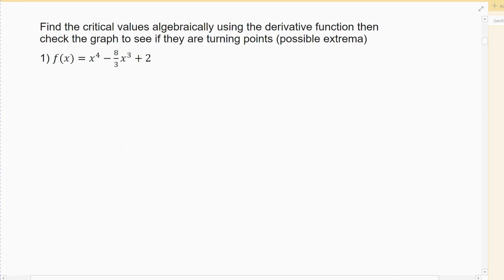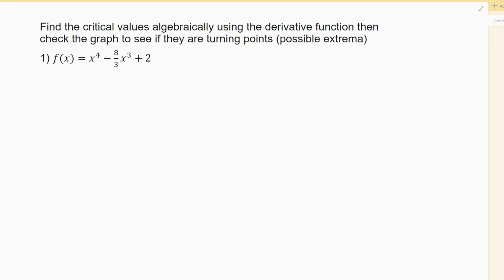We're just going to practice finding critical values algebraically, and then we'll check the graph to see if they're turning points. Turning points mean the function turns direction. It switches from either increasing to decreasing or the other way around, decreasing to increasing, which means those are possible maxes and mins. We'll look at those graphically for right now.